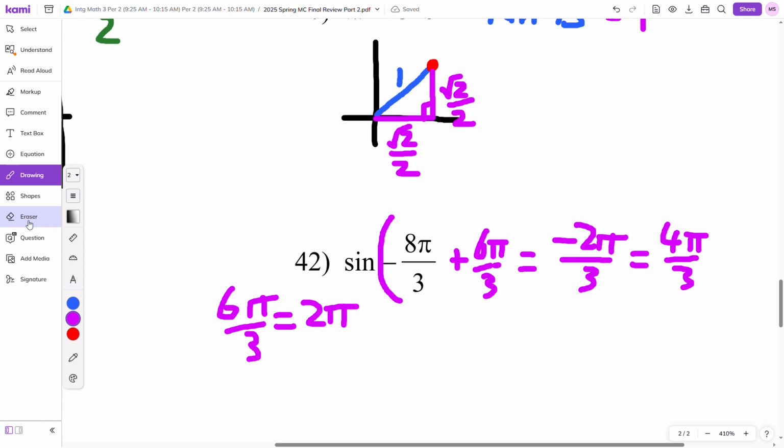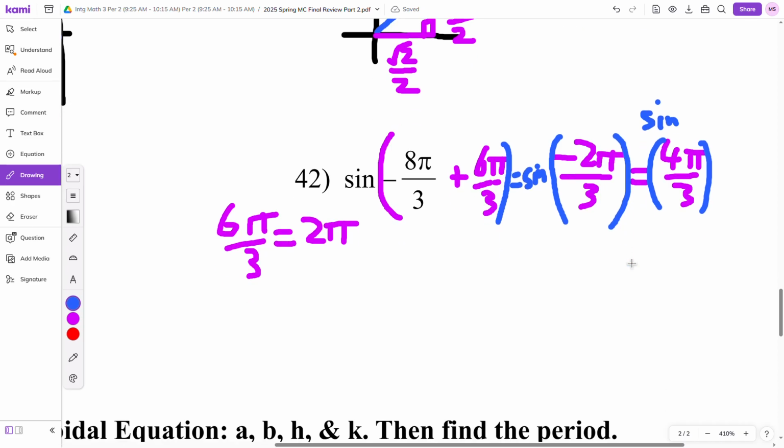Maybe some of this terminology is not exactly right. I don't know if you care, but that's the sine of this, and that equals the sine of this. Okay, I'm just trying to be correct here. So all that to say that number 42 is actually just asking what's the sine of 4 pi over 3. And that is a value that you should have on your unit circle.